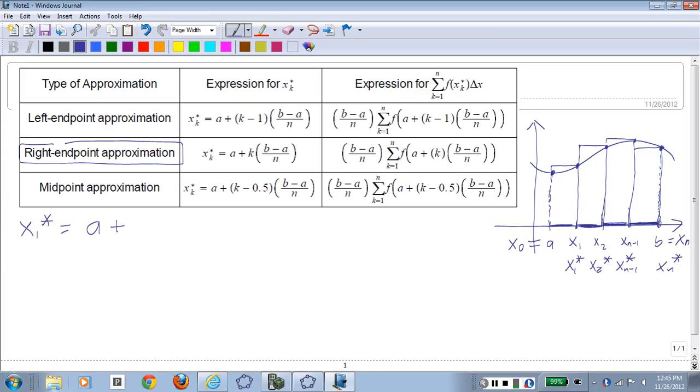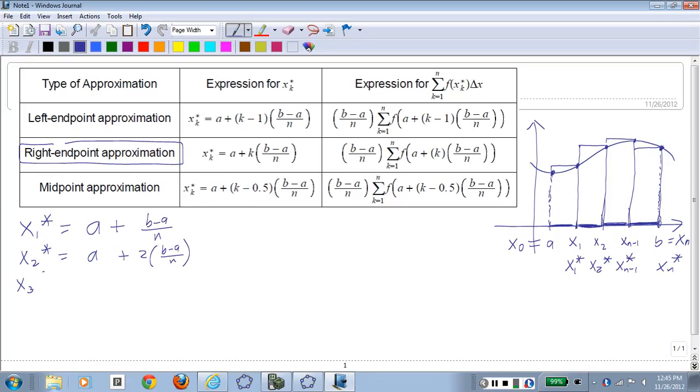B minus A divided by n. So I need to start at A and go one of those to the right. So it's A plus B minus A over n. That's what x sub 1 star is. So start at A and then scoot one of those little subintervals to the right. X sub 2 star is going to be A plus 2 of them. So start at A and go 2 little subintervals to the right. So 2 times B minus A over N.